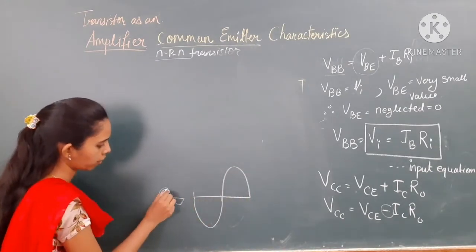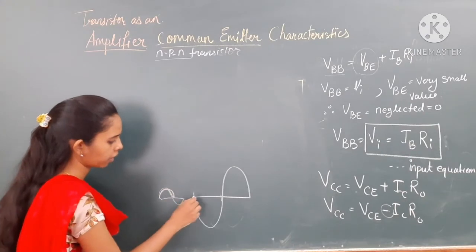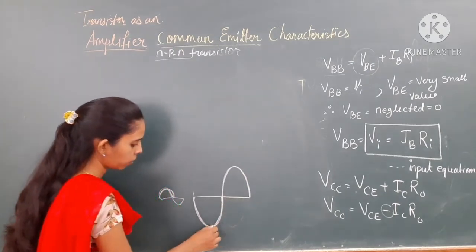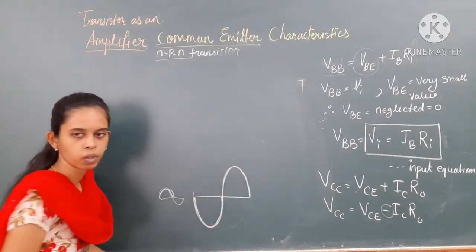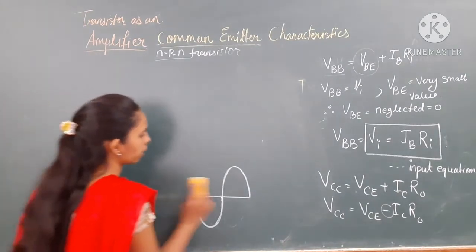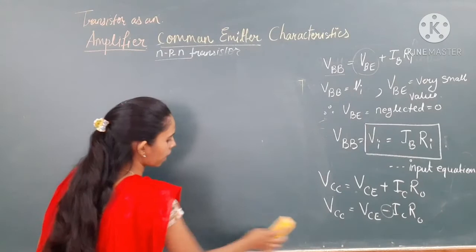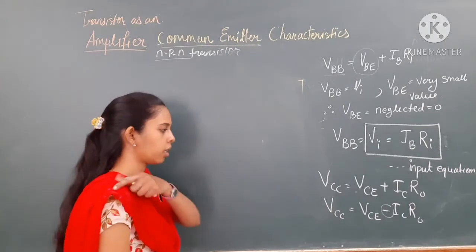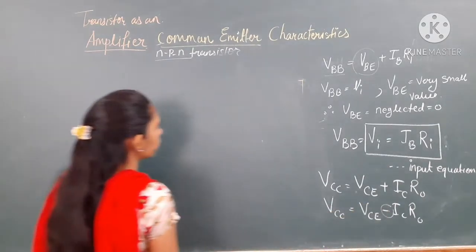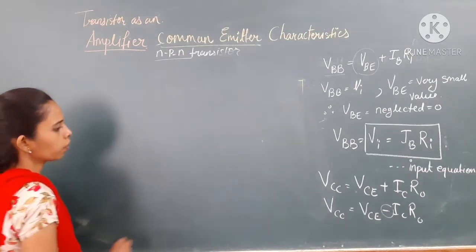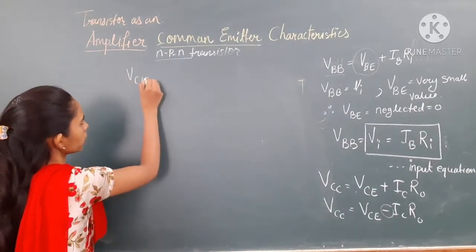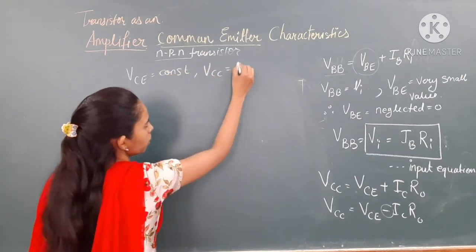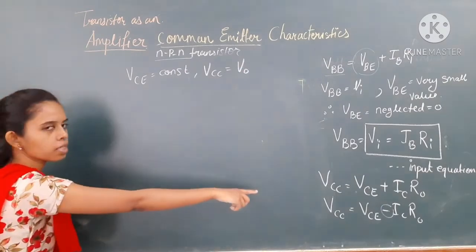So when the input is a positive cycle, the output will first be a negative cycle and then a positive cycle. Due to this negative cycle, you will get a negative sign over there. That means the negative sign also indicates the reverse bias current. So VCC is equal to VCE minus IC into RO. Here also we have kept VCE constant, and VCC is the output voltage. So therefore this equation will become what?